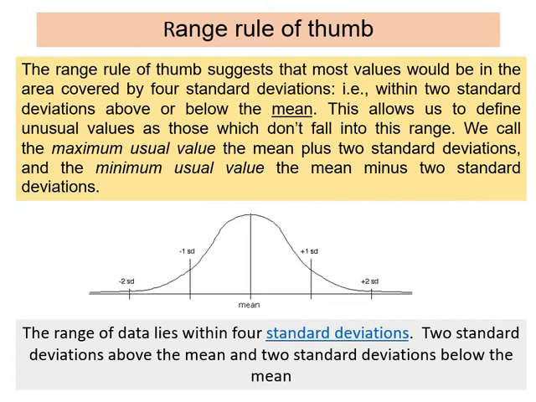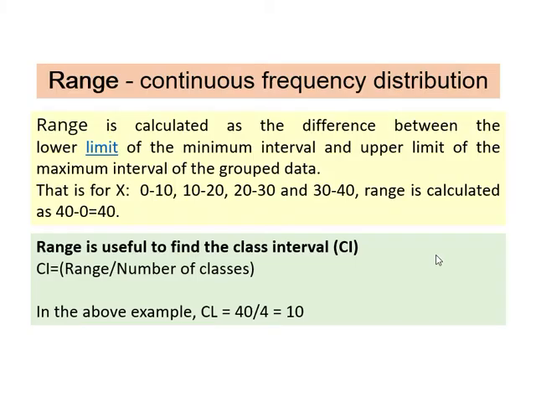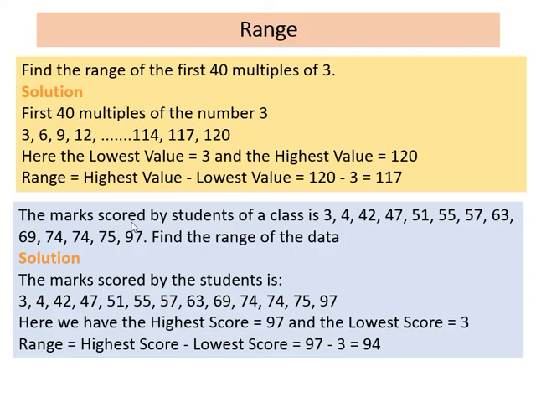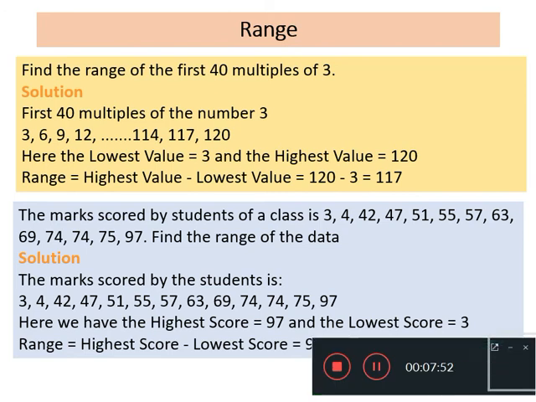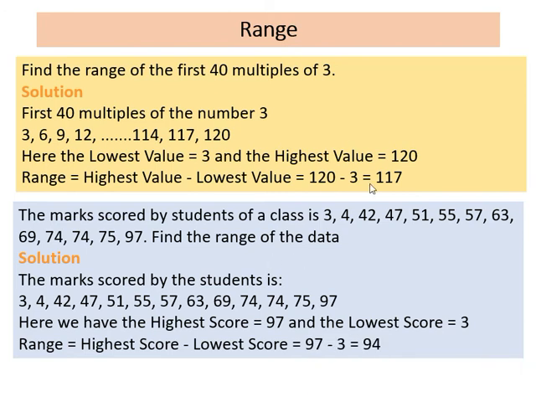Why is it mentioned here? We will go to one problem which we discussed earlier, this one. You can see the marks scored by students of a class are from 3, 4, 42, 47 up to 97. But there are some values which are beyond the earlier mentioned maximum usual value and minimum usual value. So, when we compute, we can understand that 3 and 4 are below the minimum usual value and 97 is above the maximum usual value.